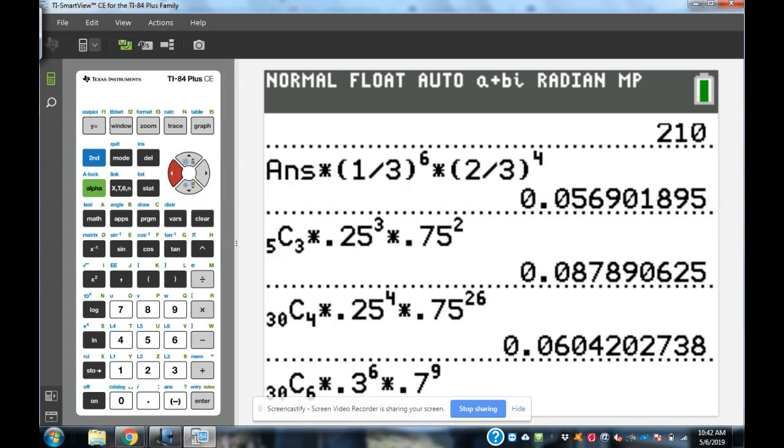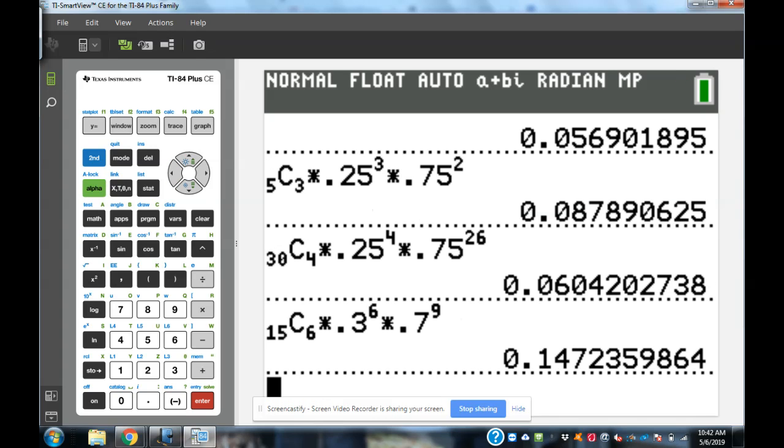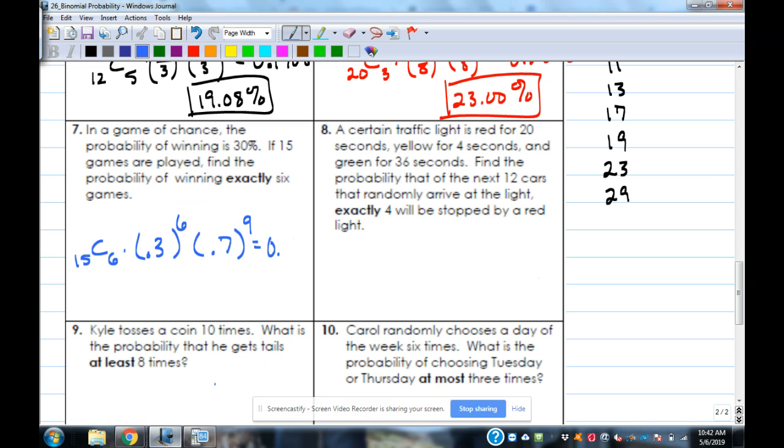I mean, 15 times 0.1472, 14.72. 14.72% chance of winning exactly 6 times.